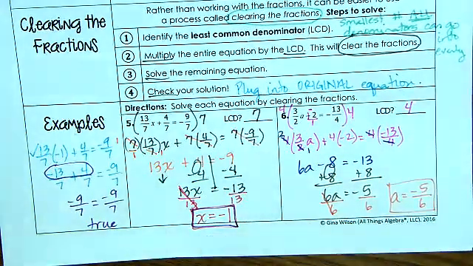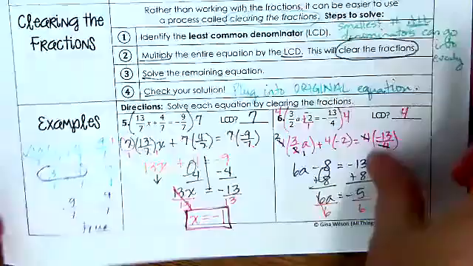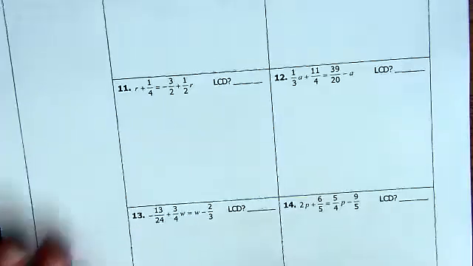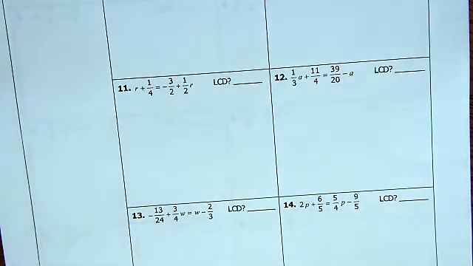All right, one more. Here we go, guys. Next page. Number 12. Excuse me.